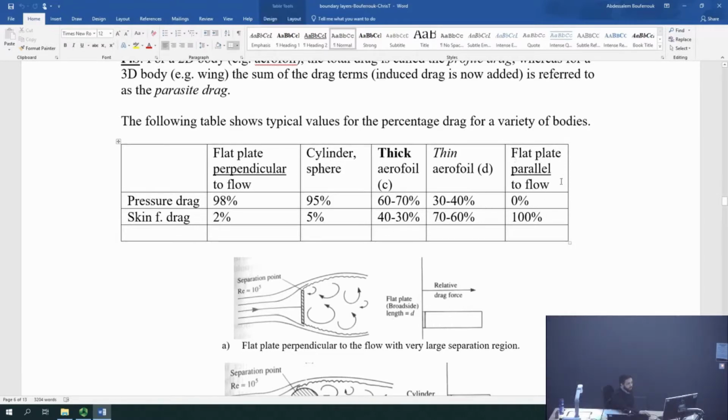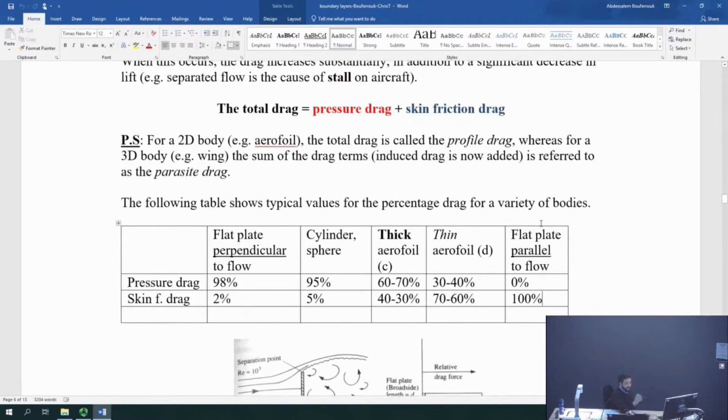And with a flat plate parallel to the flow, not at 90 degrees, most of the drag will be skin friction drag and almost no pressure drag because very, very little flow separation will occur. Probably 0% here is quite exaggerated, to be honest. We should have put something, but mostly it will be skin friction drag.